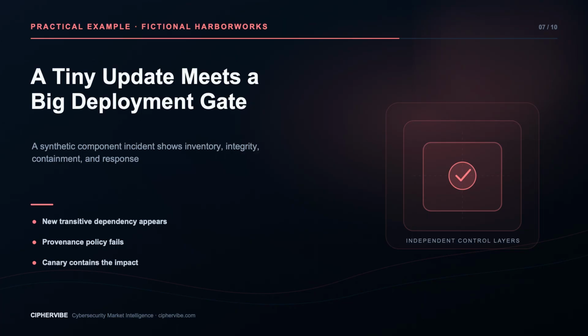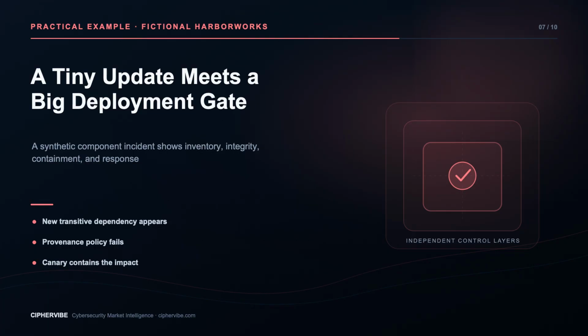Engineers compare the dependency graph with the previous release, review the change, and rebuild from approved sources in an isolated environment. The updated artifact passes tests, produces a current SBOM, carries a verified signature and provenance record, and moves to a small canary group. Runtime monitoring shows no unexpected network destinations or privilege changes. The team then expands deployment gradually.